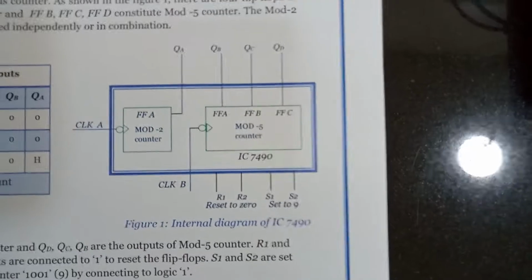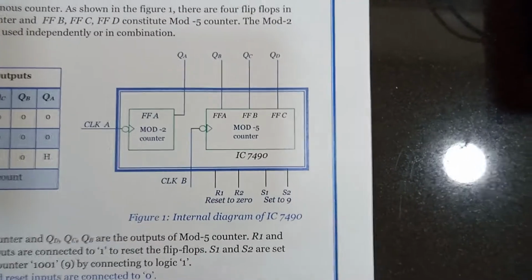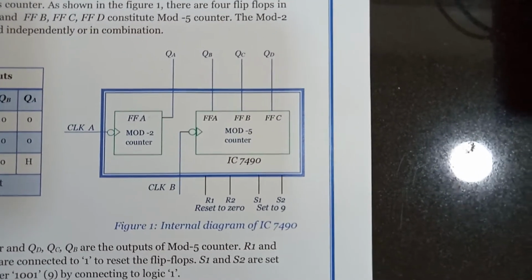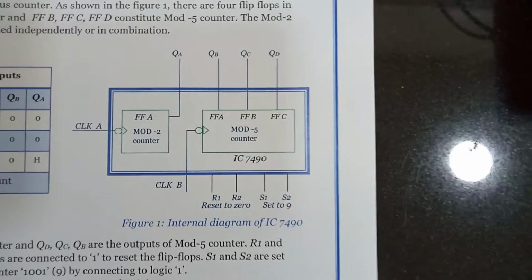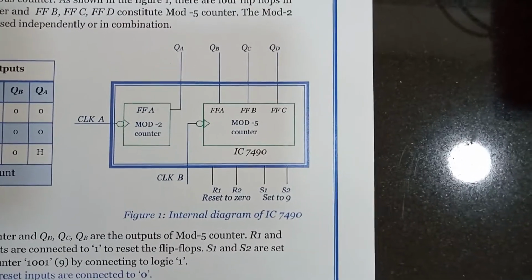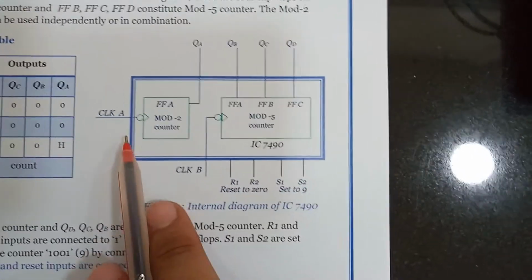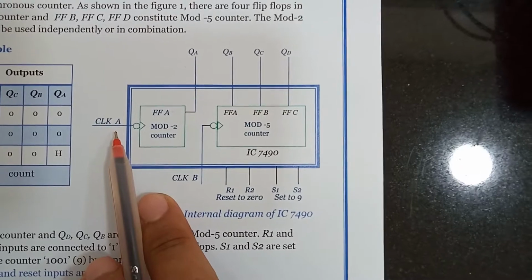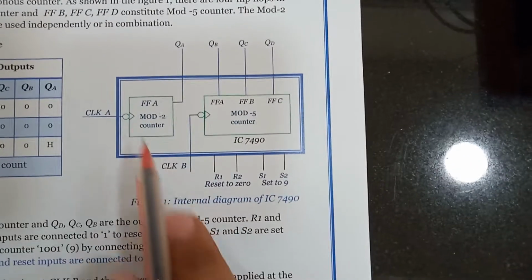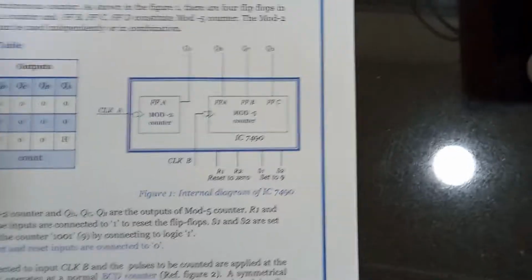Now what is BCD? BCD is nothing but binary coded decimal that you might have already studied in your BSc classes or theory classes. So this is the practical which gives us the binary coded decimal as output using IC 7490 by providing this clock A. This clock A is for mode 2 counter and clock B is for mode 5 counter.